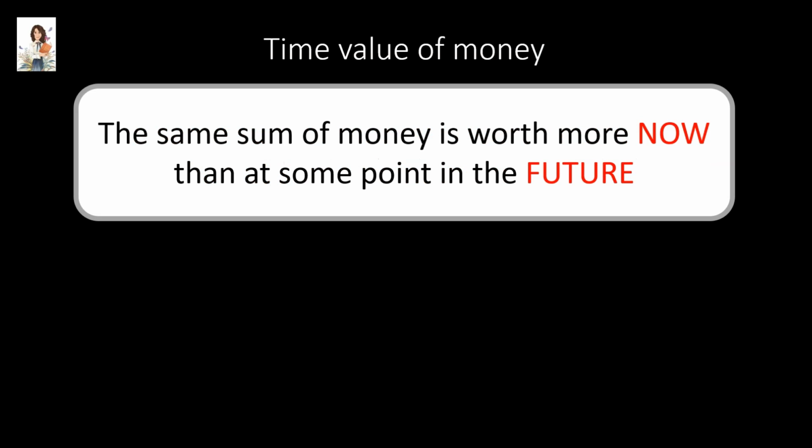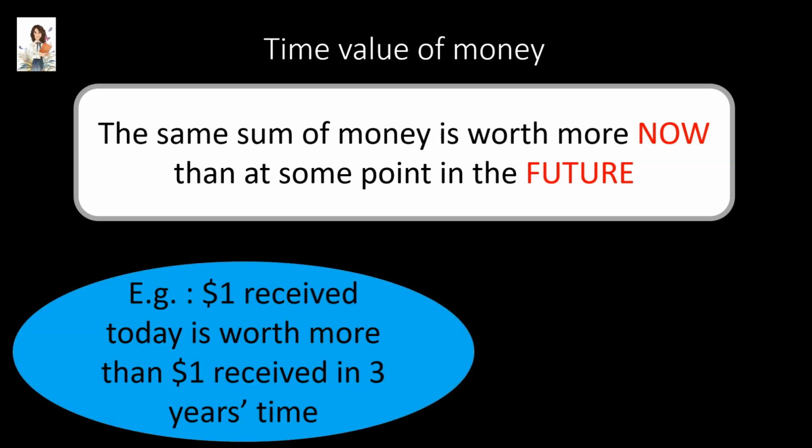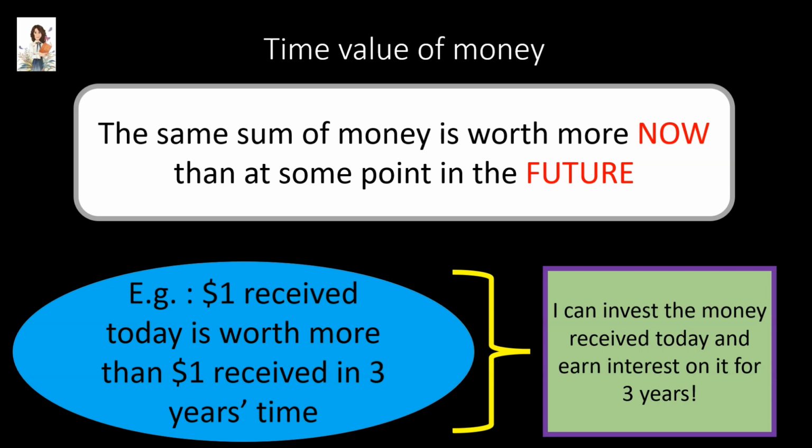It is now time to understand the meaning of time value of money. Time value of money is the concept which states that money received now is worth more than money received later. I would be happier if someone were to give me $1 now than if they gave me $1 3 years later. Simply because if I get the money now, I can deposit it in a bank and earn interest on it. That's a happy me.